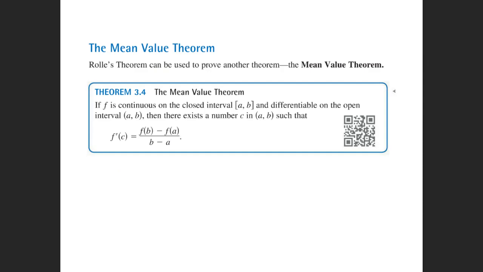All right. The mean value theorem. The mean value theorem: if f is continuous on the closed interval a to b and differentiable on the open interval a to b, then there exists a number c in (a, b) such that f prime of c equals f of b minus f of a over b minus a. Oh, okay. What the heck does that mean?